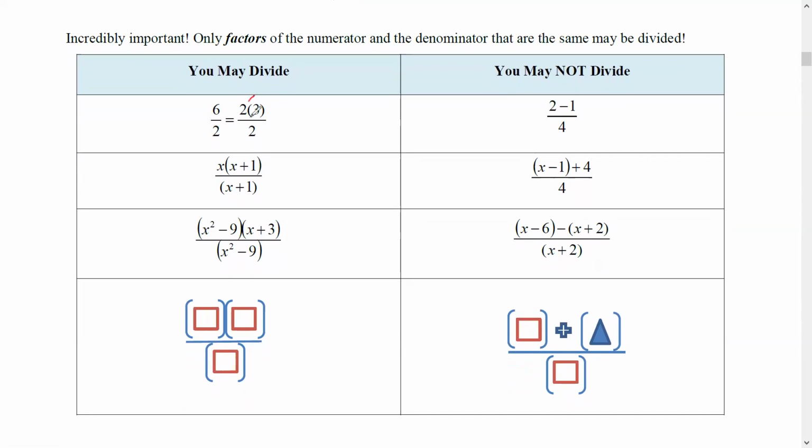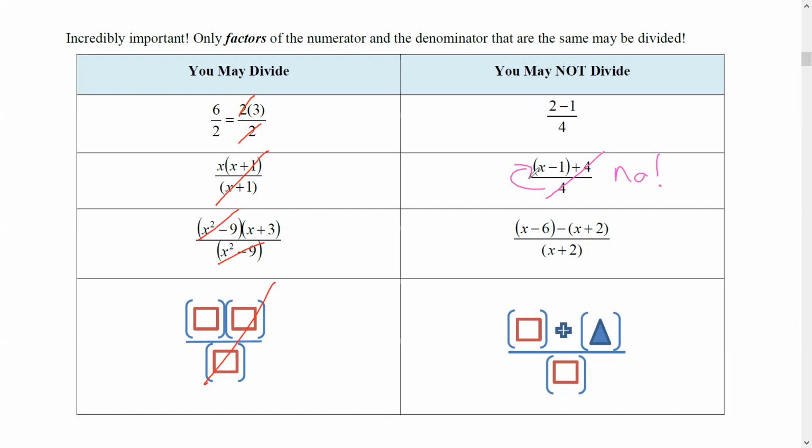Here, the first one I can divide because 2 is a factor of the top and the bottom. I can divide because x plus 1 is a factor of the top and the bottom. I can divide because those are factors, because those are factors. I can't divide here. I can't do that. No.